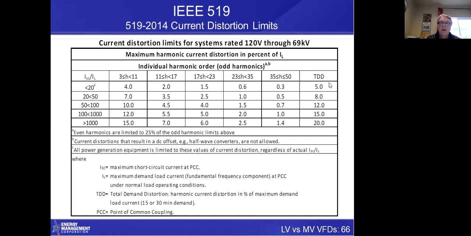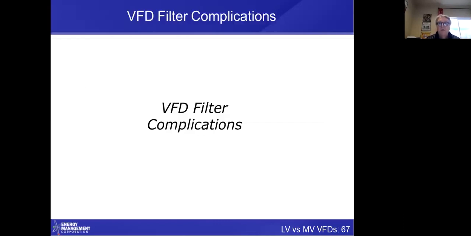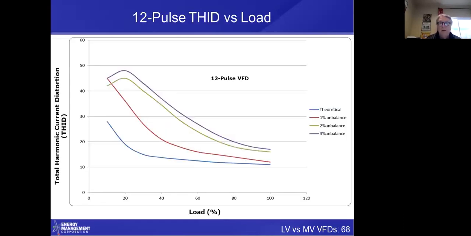This is a utility standard, and the utility can hold you to this and can limit your service if you don't comply with that. I want to talk about some complications very quickly. And here's a 12 pulse. You can see that at full load with very little voltage unbalance performs pretty well. But as you get lower in load, and if you have some voltage unbalance in the system, and we all do, the harmonics get worse.